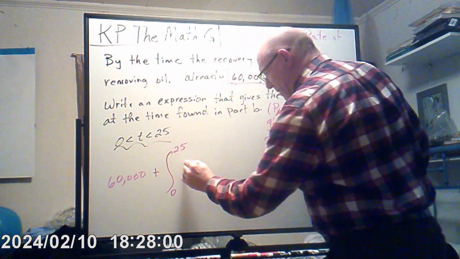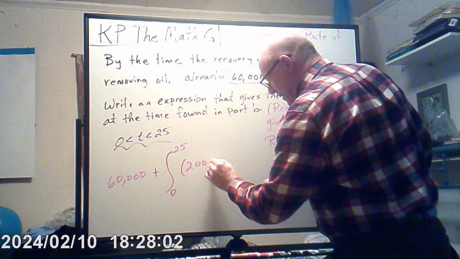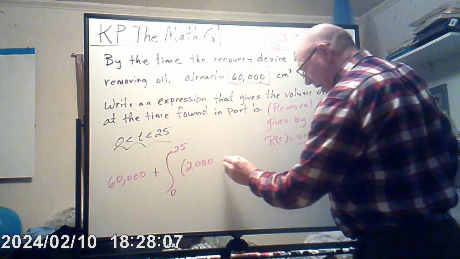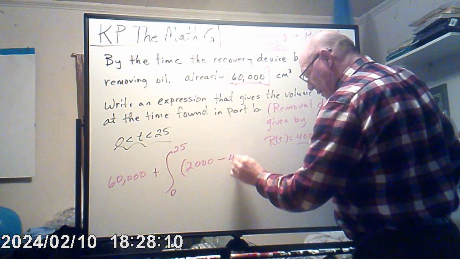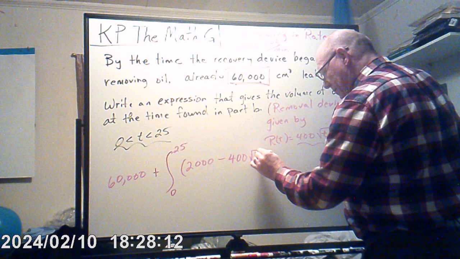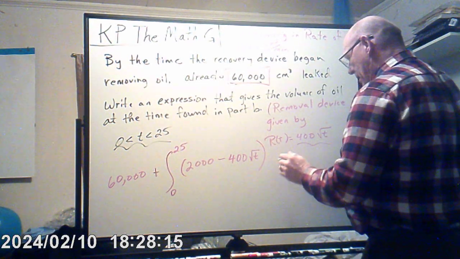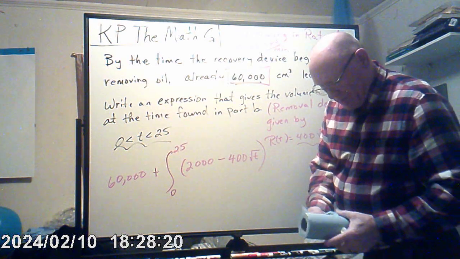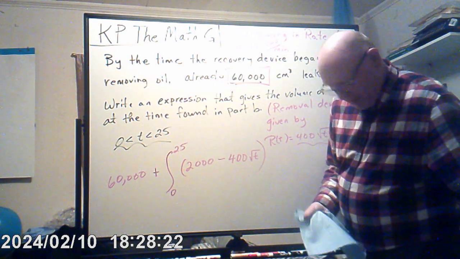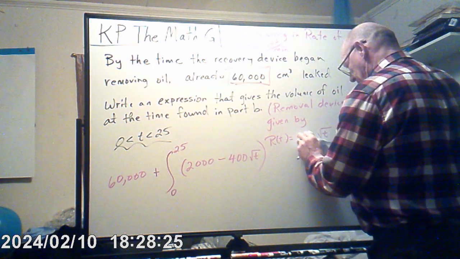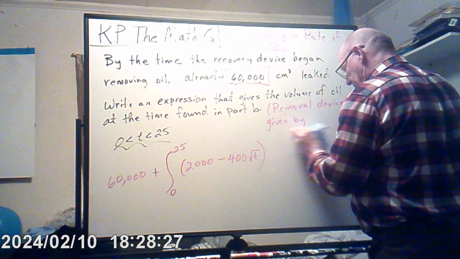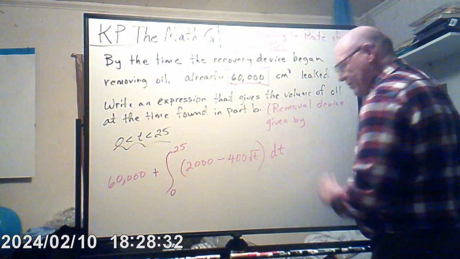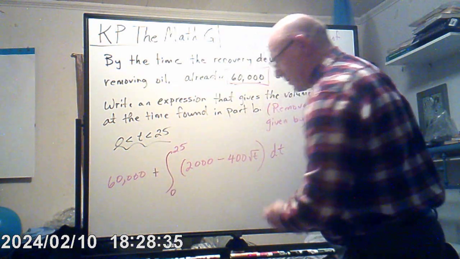Coming in, remember we just already did this: 2,000 minus 400 times the square root of t. Let me erase this part right here. I'm sorry. And then dt here. And it says do not solve. But that's it. That's what you want to have.